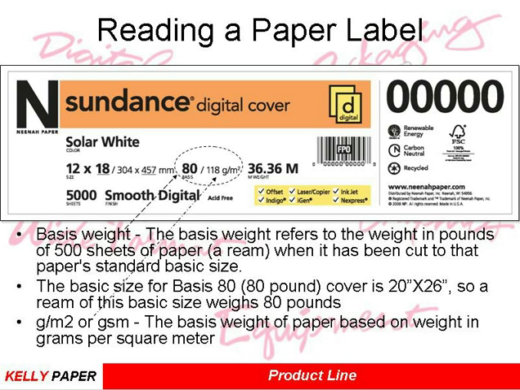Next, we see the basis weight. Basis weight refers to the weight in pounds of 500 sheets of paper, or a ream, when it has been cut to the paper's standard basic size. Notice the basis weight of this paper is 80 pounds. The basic size for 80-pound cover is 20 by 26, so that a ream or 500 sheets of the basic size, 20 by 26, weighs 80 pounds.